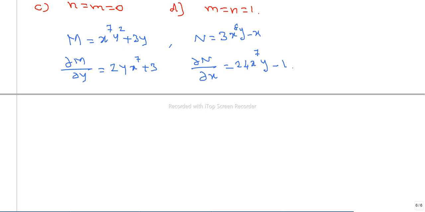So which formula can you take? Dou N by dou x minus dou M by dou y. If you subtract, what will you get? This minus this, both are the same term. We have 22y x power 7, and this minus this, minus 4.